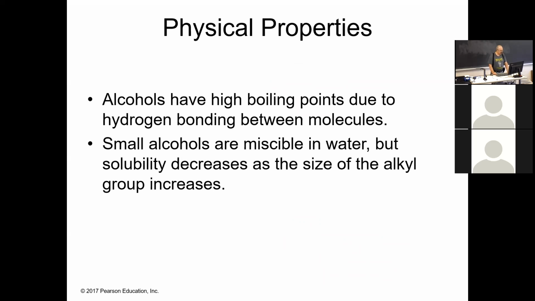What about physical properties of alcohols? Alcohols have high boiling points due to their hydrogen bonding between molecules. They have higher boiling points than many other functional groups except carboxylic acids. Small alcohols are miscible in water, but solubility decreases as the size of the alkyl group increases.